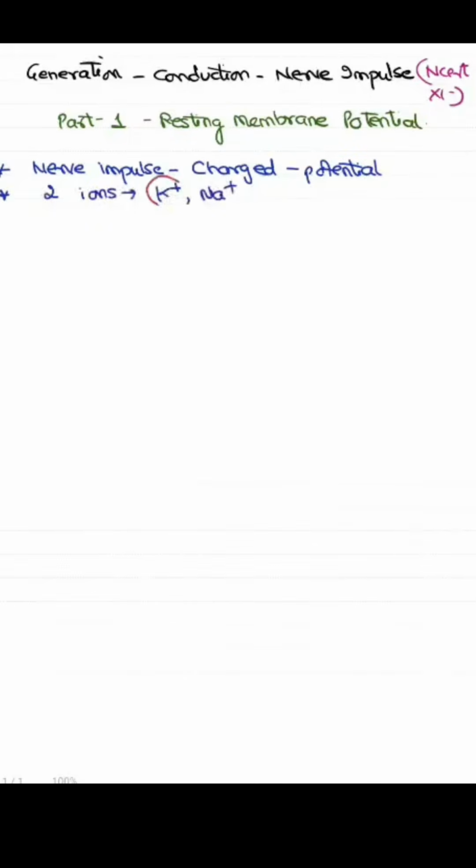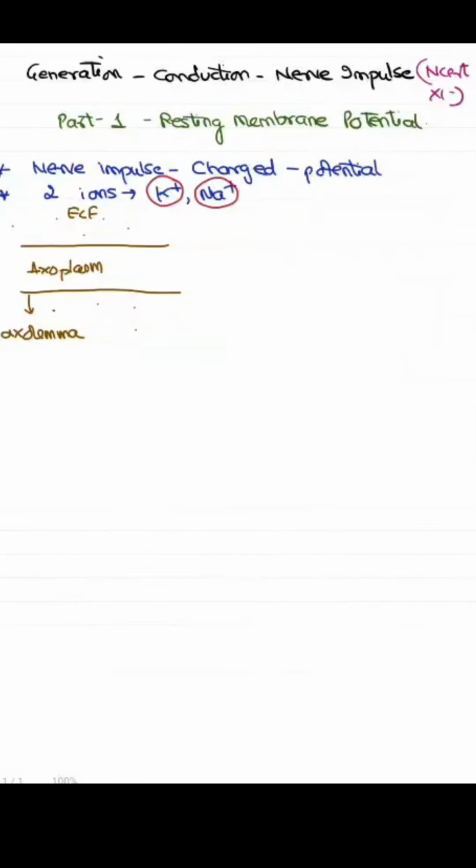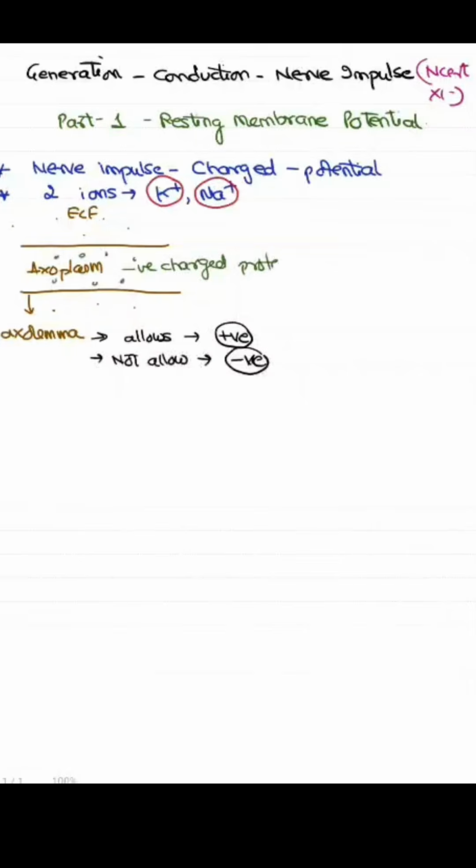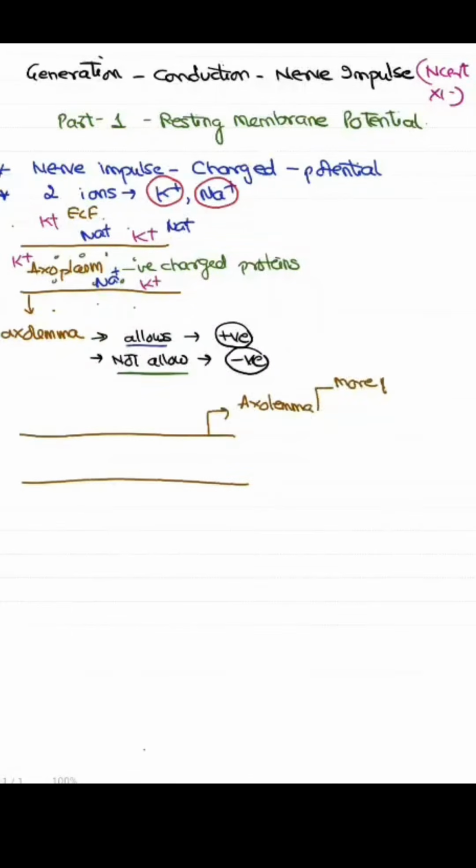To maintain this charge difference, we require two ions, the potassium K+ and the sodium Na+. Now, how are these ions exchanged? As you can see, the axolemma is separating the axoplasm from the ECF. The axolemma allows only the positively charged ions and does not allow the negatively charged ions. That is, the negatively charged proteins present in the axoplasm are not allowed to move, whereas the K+ and the Na+ easily move in and out.